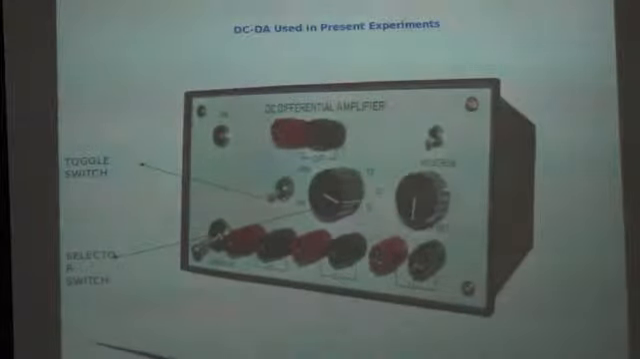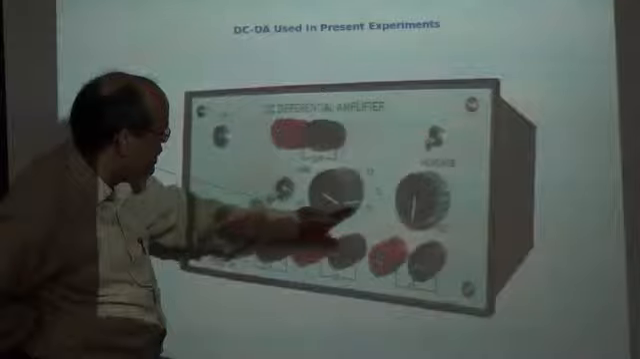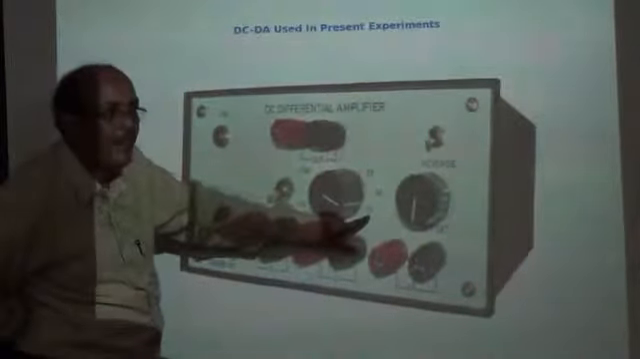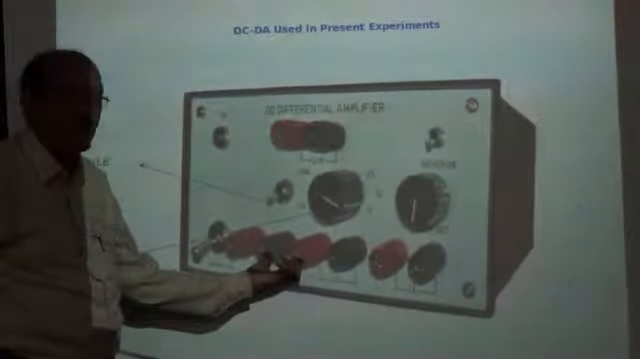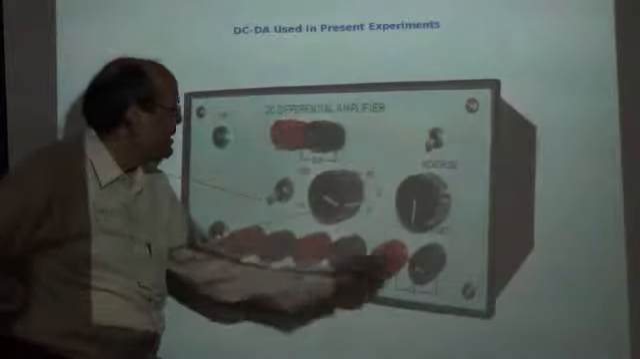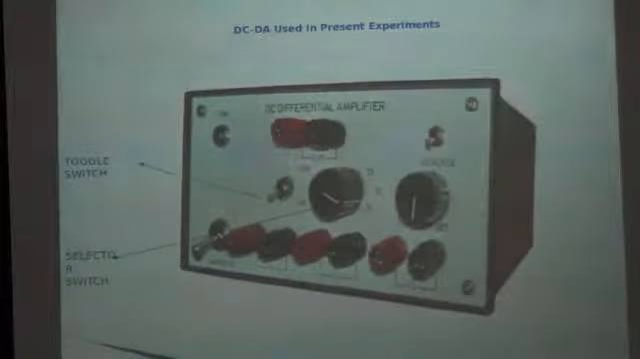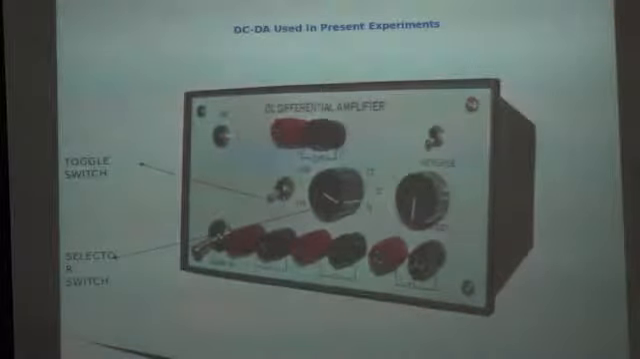Here we have three pairs of terminals, 1, 2 and 3, and three switch positions, L1, L2, L3. If we put the knob to L1, it will amplify the signal across the first pair. If we put it to L3, the signal across L3 will be amplified. So we can measure three different signals using this DC differential amplifier. We simply have to play with the knob.